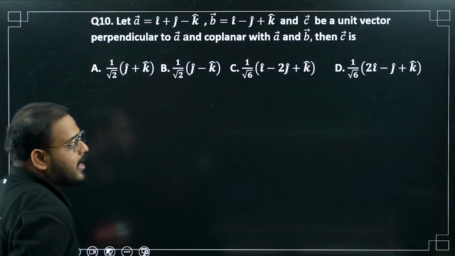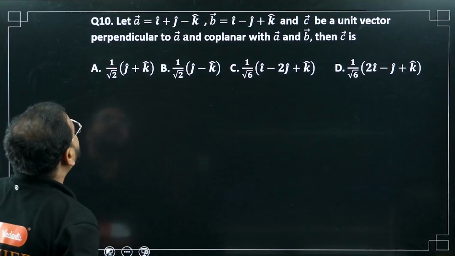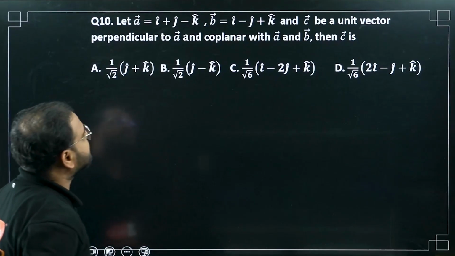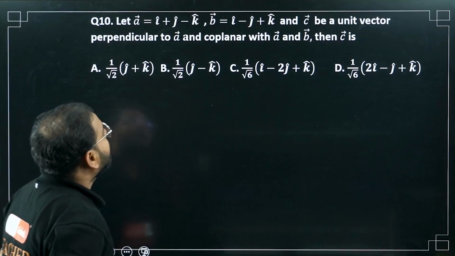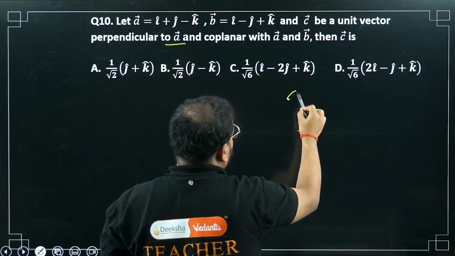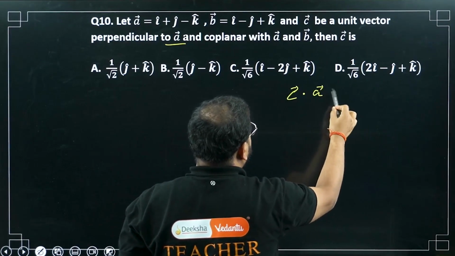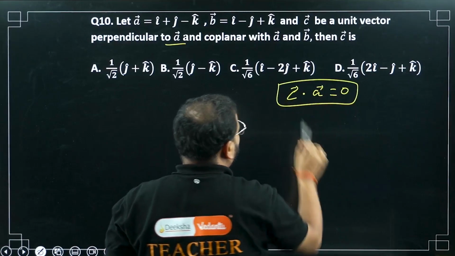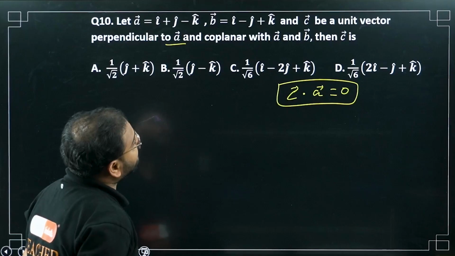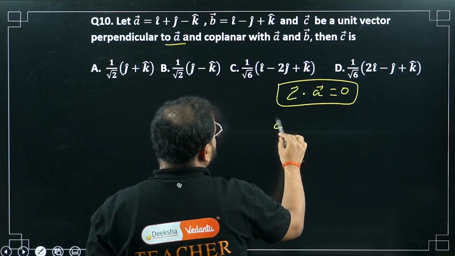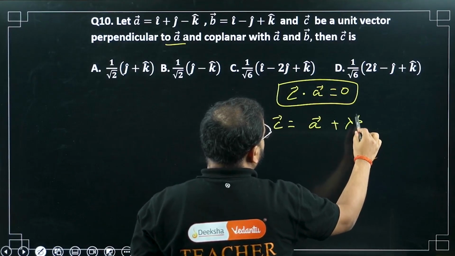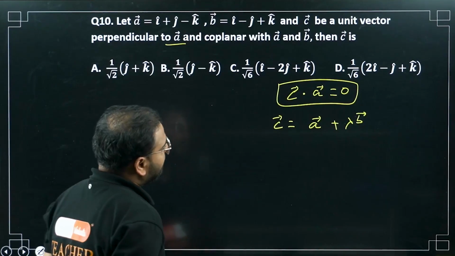Moving on to question number 10. Let A be i plus j minus k, B is i minus j plus k, and C be a unit vector perpendicular to A. It means C dot A is equal to 0. Perpendicular means dot product is 0, because cos 90 is 0. And coplanar with A and B means C is equal to A plus some constant lambda times B. Okay, let's solve it from here.